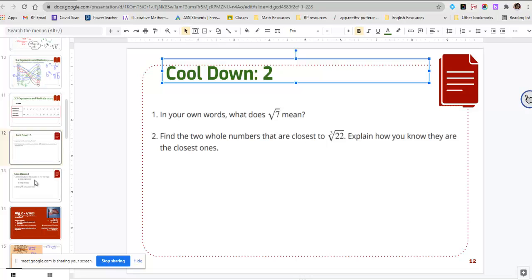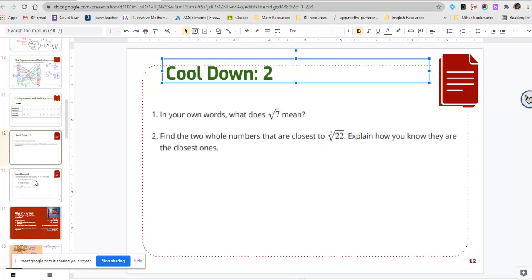Miranda, would you kick us off, please? And I will give you your choice. Would you like to answer number 1 or number 2 for our cool down number 2? I was gonna do number 1, but I'm not exactly sure for either one of them. All right, well, give us your best idea about number 1. I don't even know. I don't know what it means exactly.